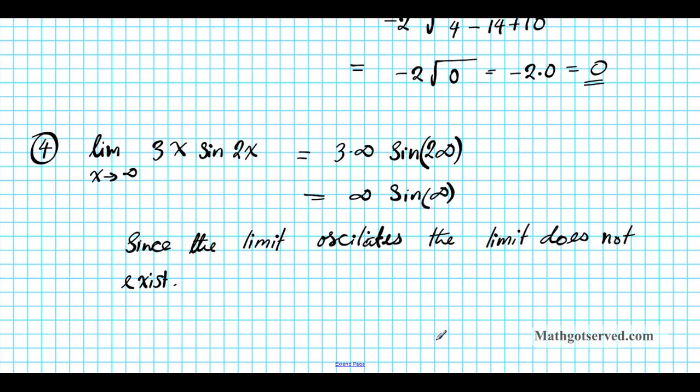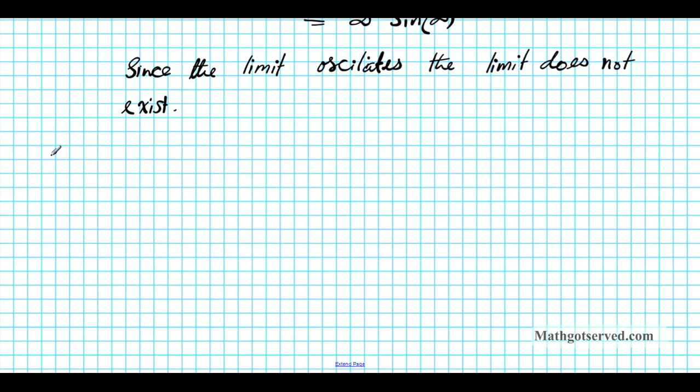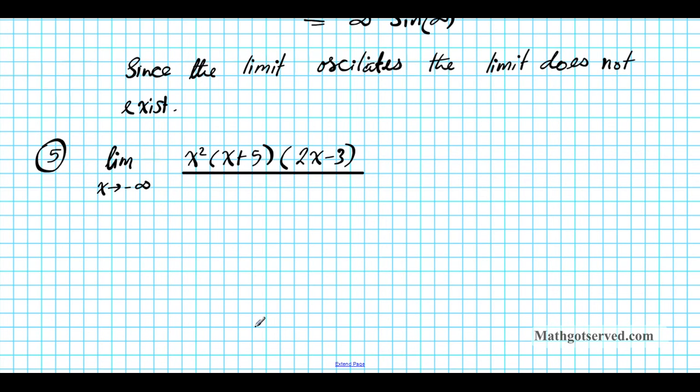All right, let's take a look at the next problem, problem 5. Now let's find the limit as x approaches negative infinity of x squared times x plus 5 times 2x minus 3, and this whole expression divided by the square root of x to the fourth times x to the fourth plus 2.